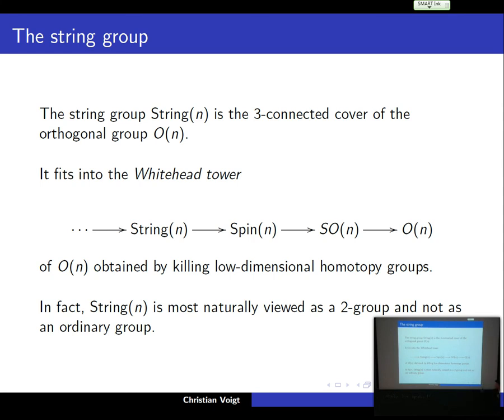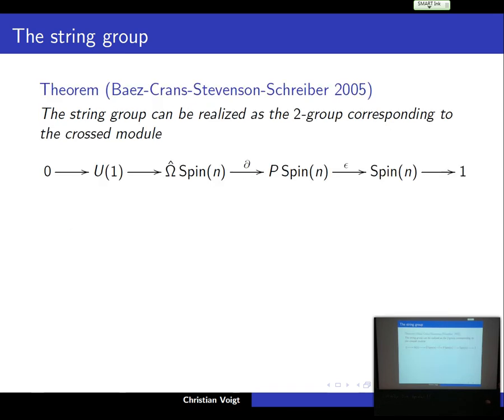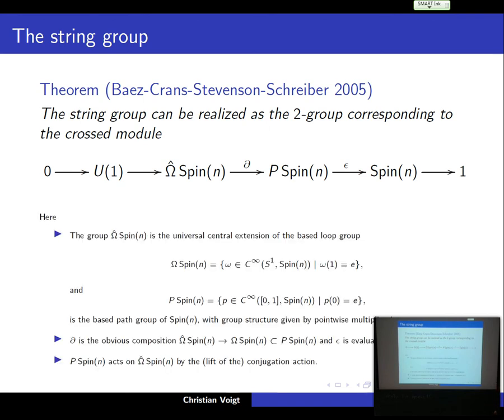And well, people have looked at that a lot. And it is most naturally viewed as a 2-group and not as a group, it turns out. And there is a very nice model for this, which was developed by these guys. And going back to what I told you in the beginning, basically 2-groups are 3-step extensions, and here there is a very nice 3-step extension which involves the loop group of Spin(n).